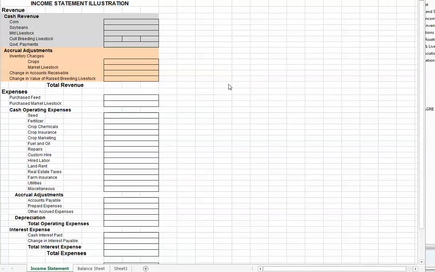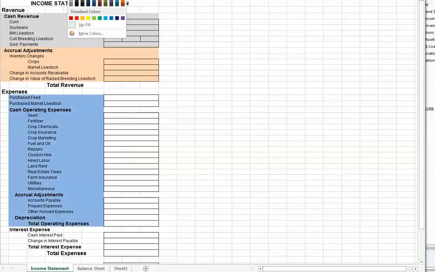The expense section is actually broken into two categories, so be careful here. One category is operating expenses, and operating expenses start with purchase feed and go all the way down through depreciation. This segment is referred to as operating expenses. It can be a little confusing because we have the words cash operating expenses, we have accrual adjustments, and we have these little items up here for purchase feed and then depreciation. But all of the things in that blue box are referred to as operating expenses.